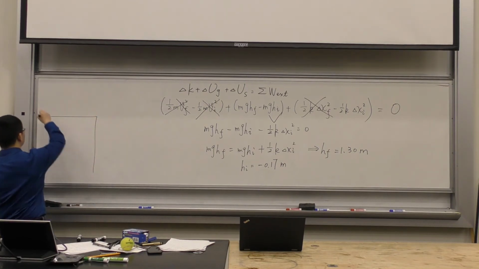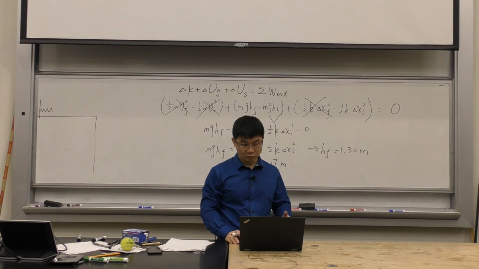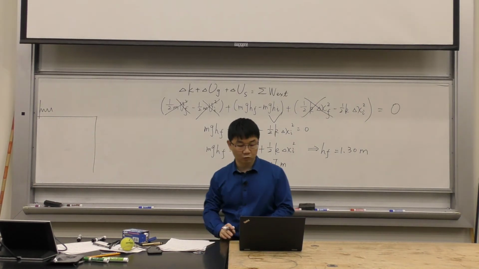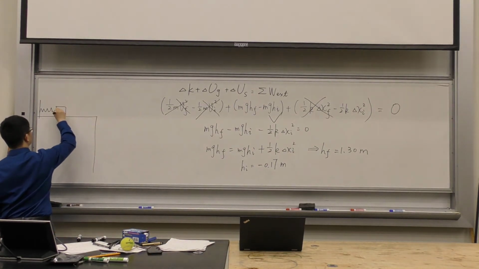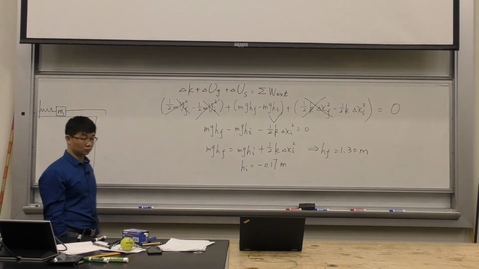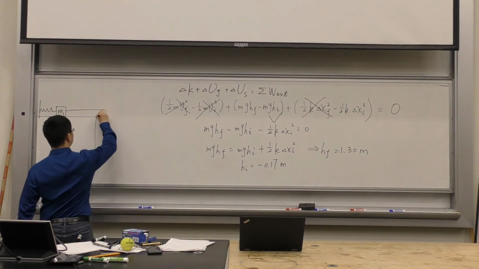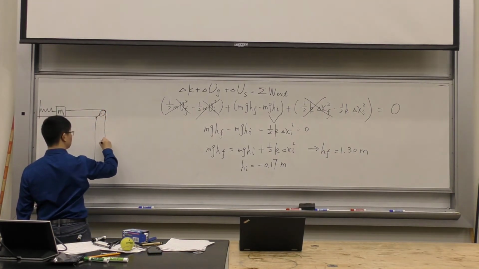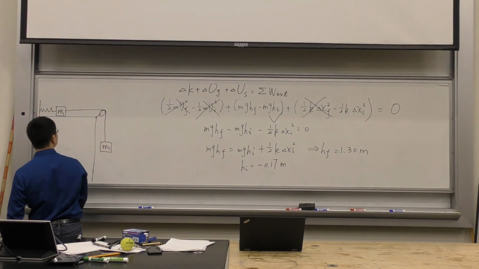So there's a spring here, attached to a wall, but the other end is attached to a block M1, right? So that's what it says. But M1 is attached to M2 with a string, so there's a pulley here. And then that's the floor.